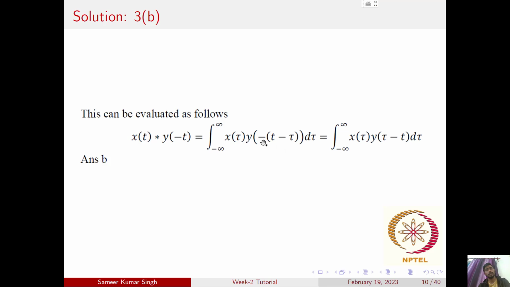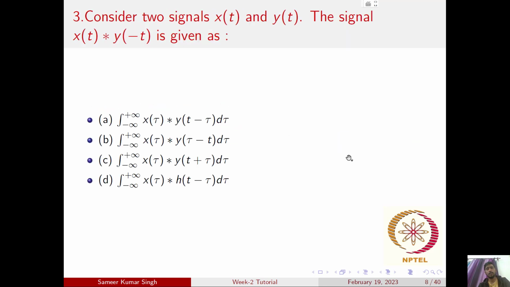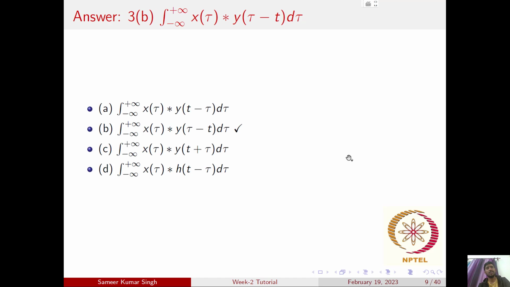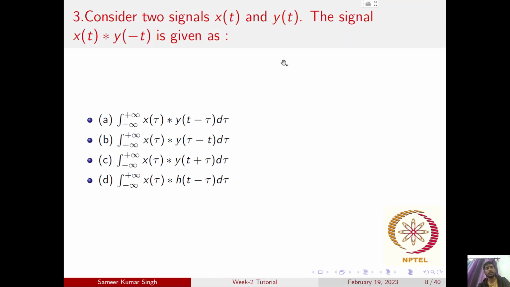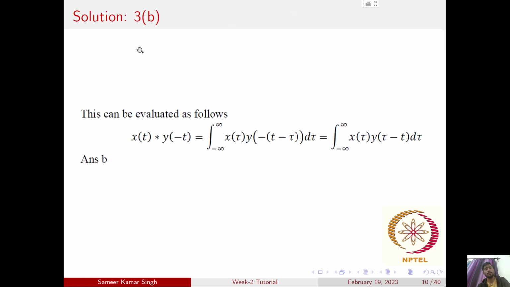So after a few mathematical steps, it will become tau minus t, sorry, small tau minus t. The answer will be like that, so option B is the right answer. Actually, multiplication in convolution is time domain convolving, so we will do the integration of these two terms. We can write this term in this form.